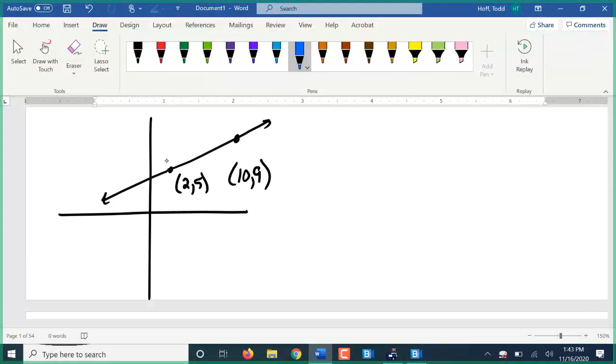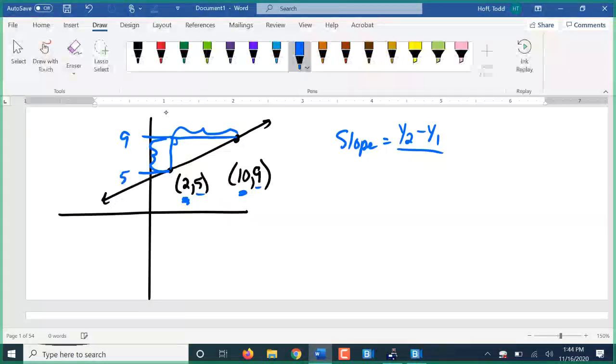Now remember, we could draw in the rise and run again, but the rise is simply the difference in the y coordinates. The y coordinates describe the rise. We go from 5 up to 9. So we said for our slope, the rise could be found as the difference in the y coordinates. We listed that as y2 minus y1. The run here comes from the x coordinates. We went from 2 to 10. So we said we could list that as x2 minus x1.